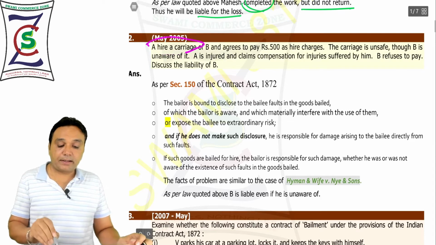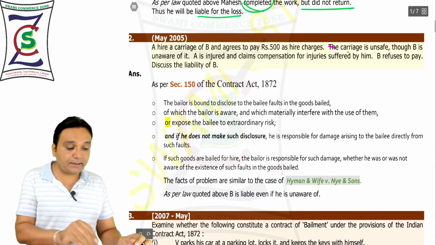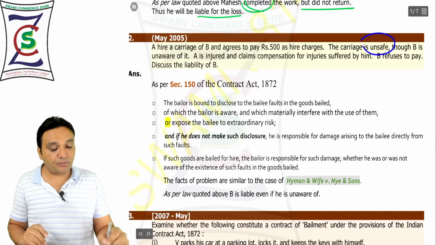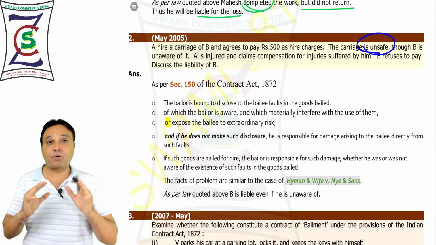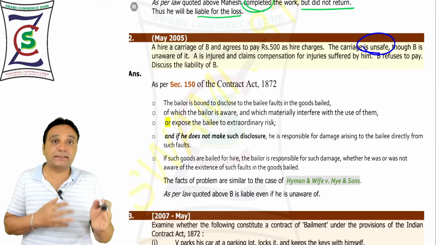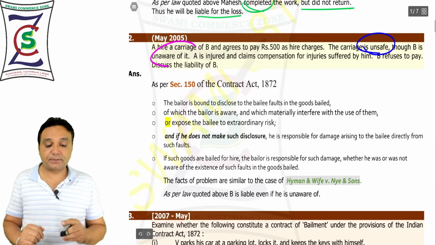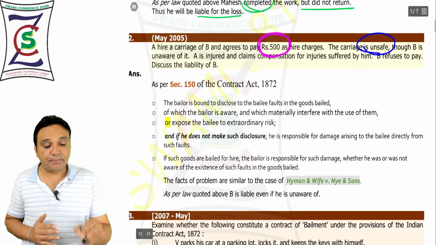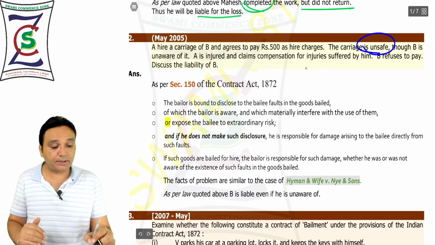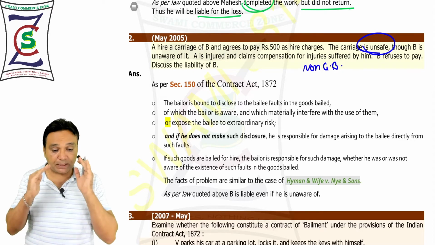A hires a carriage of B and agrees to pay 500 as hiring charges. Now the carriage is unsafe. See, we do section 150, whereby it is the duty of the bailer to disclose if there is any fault in the goods he has delivered or the dangerous nature of goods. So when the carriage is unsafe, though B is unaware of it. So here B is the bailer, he is unaware of it. But the point is you are charging some consideration. So this is a case of what? Non-gratuitous bailment. So there is no excuse to the bailer that he wasn't aware of that danger. So you're gonna be liable for that.